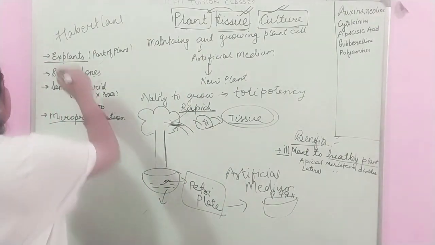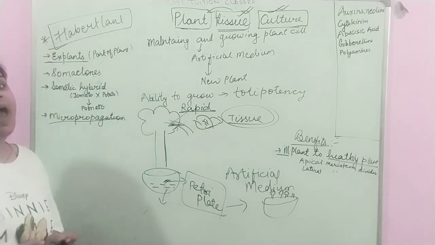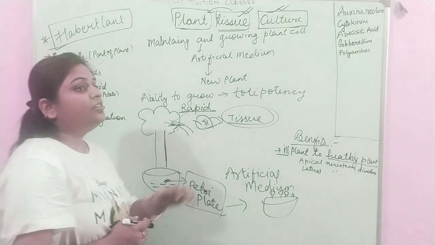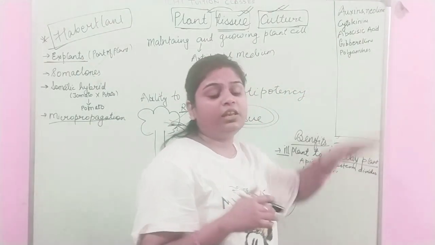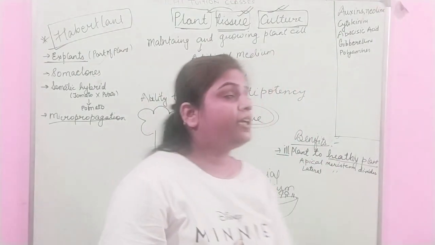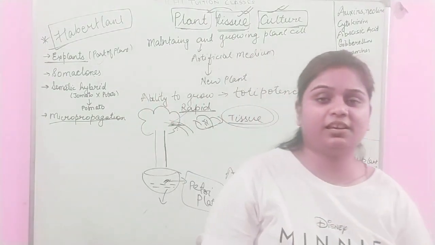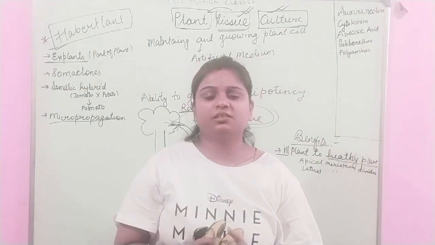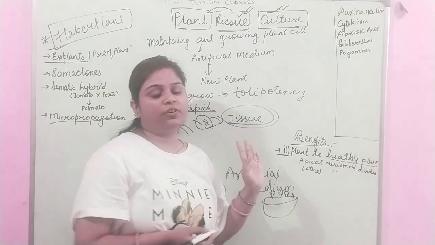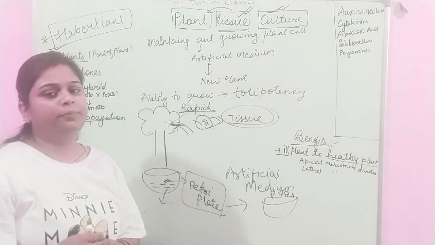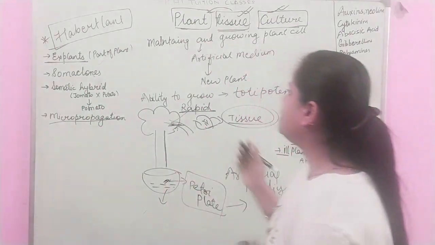And one thing, it is given in the book also: who gave this technique? Herbert Land. And the artificial medium which we need to give is what? We give some hormones: auxins, cytokinins, abscisic acid, and gibberellins. These are the hormones used in the artificial medium for plant tissue culture. So this is all about plant tissue culture that you need to know.